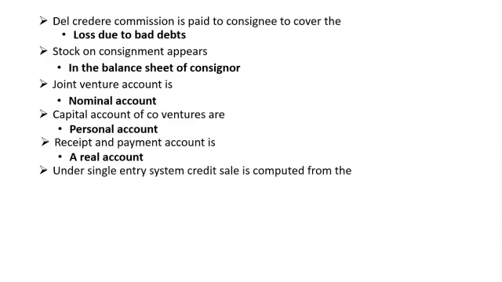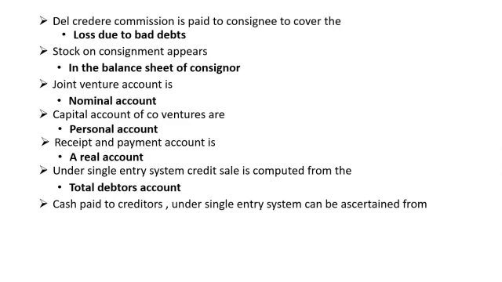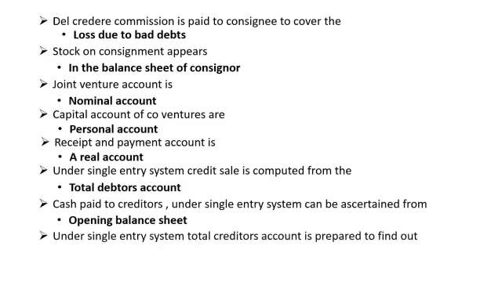Under single entry system, credit sale is computed from the total debtors account. Cash paid to creditors under single entry system can be ascertained from opening balance sheet. Under single entry system, total creditors account is prepared to find out credit purchases.